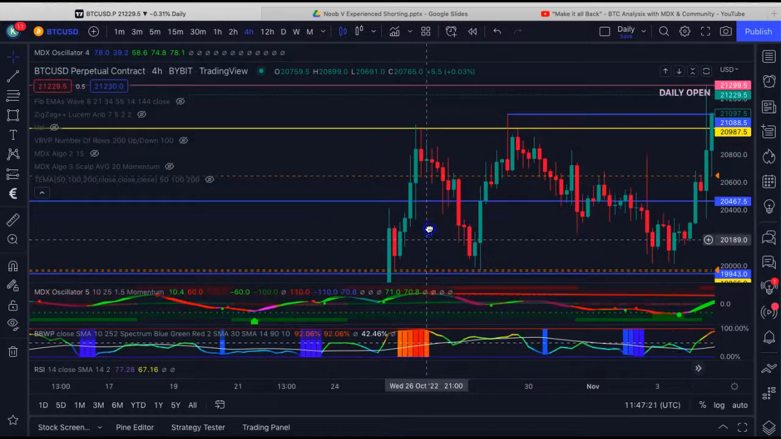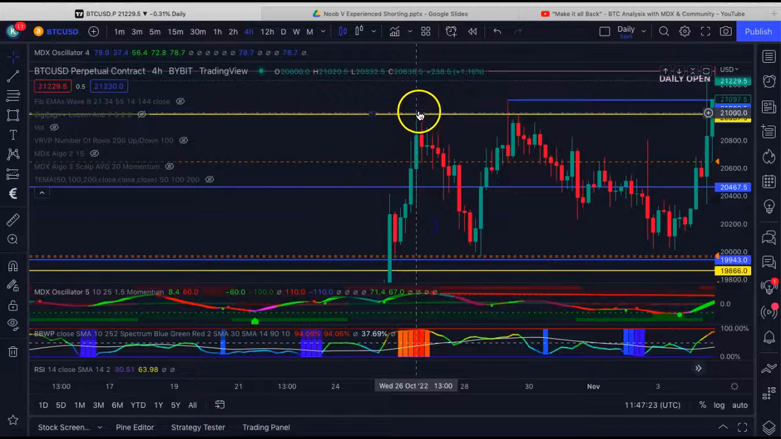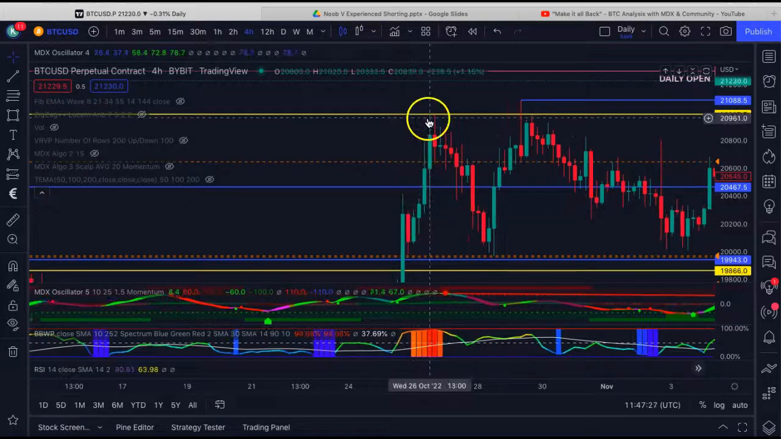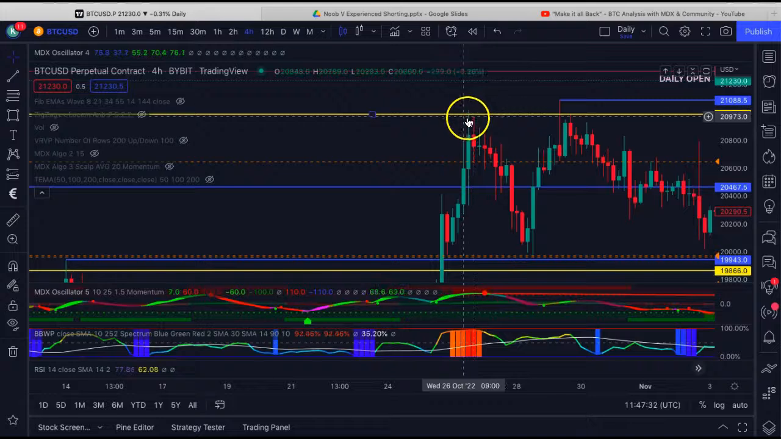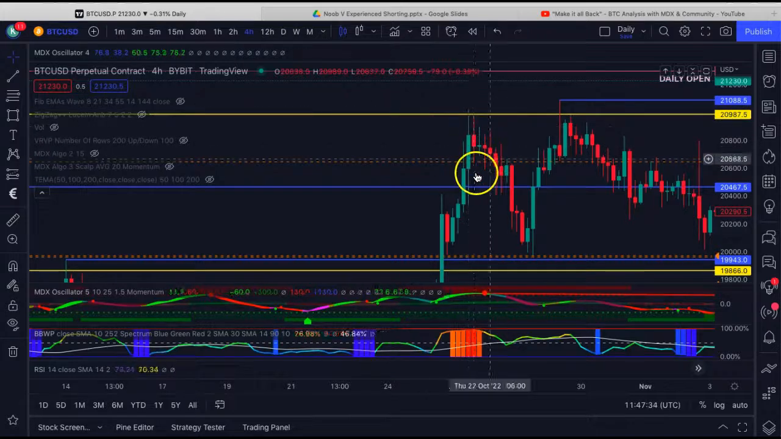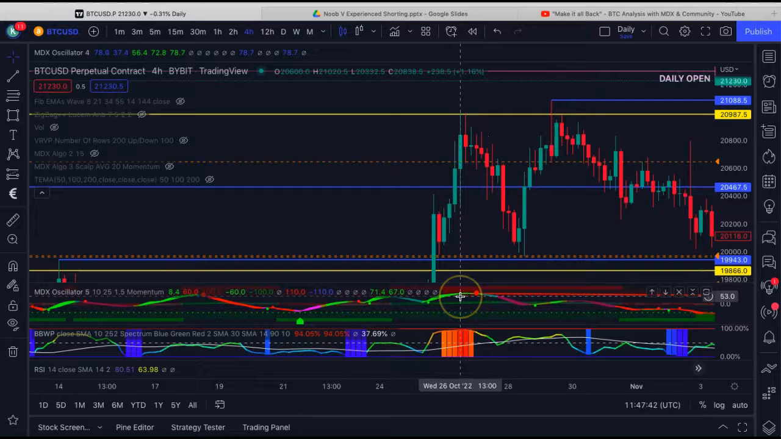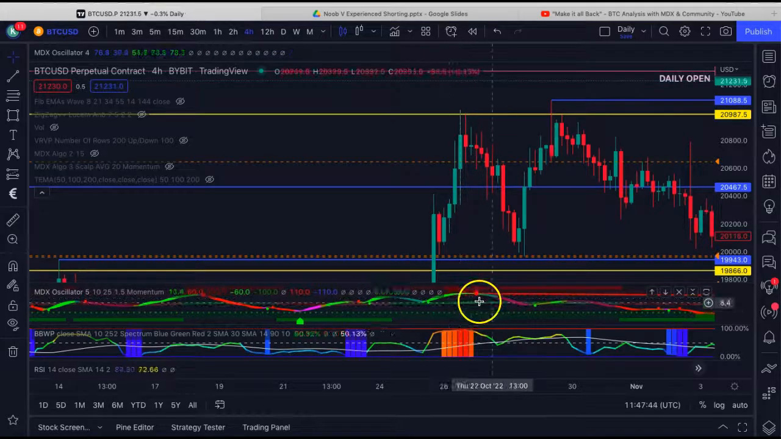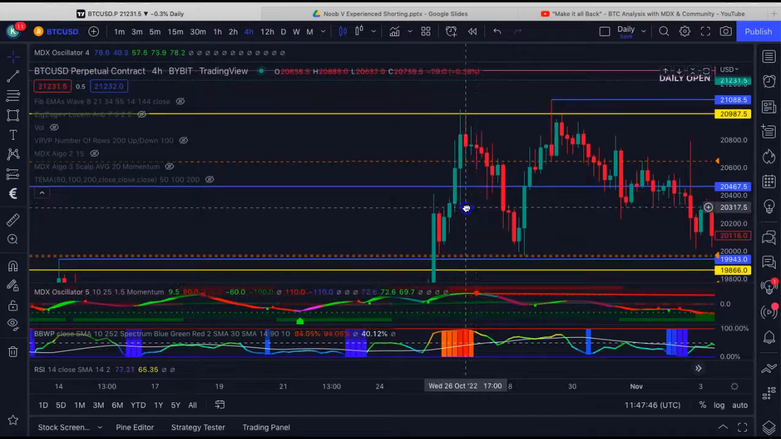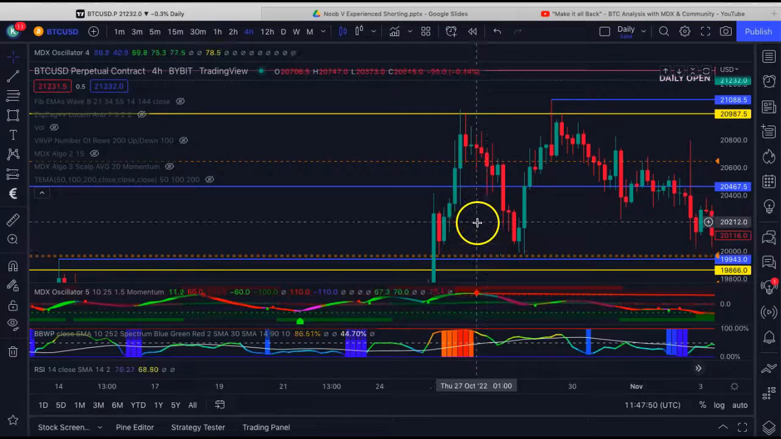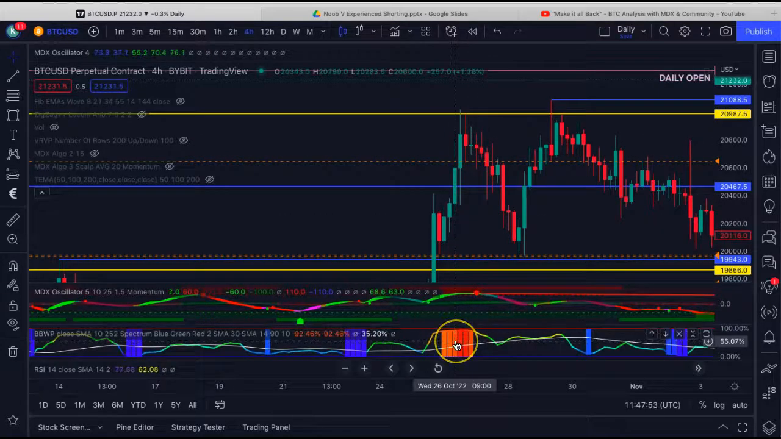So for me, in this case, I caught a really good short here, down from here to here. And for me, I noticed that, for example, first of all, we were hitting a key level, so that's 1 point. Second of all, we had some bearishness on the MDX 5 indicator. On top of that, there started to be some key moving average crossovers on the lower time frame. And also BBWP as well, I look at.